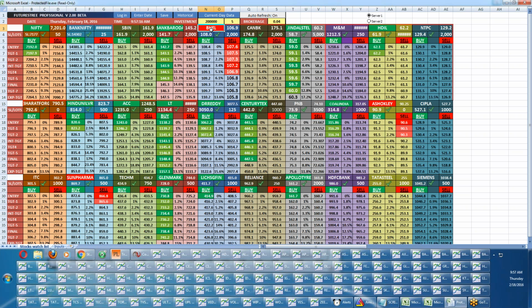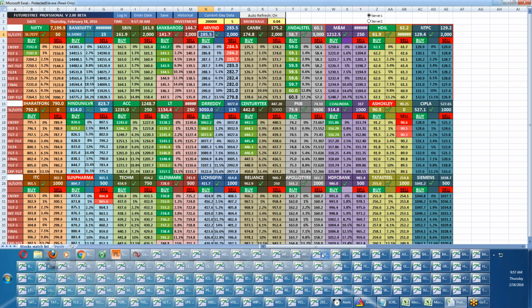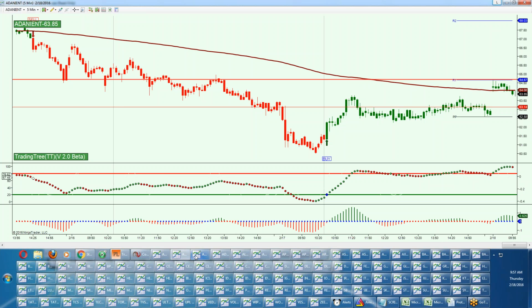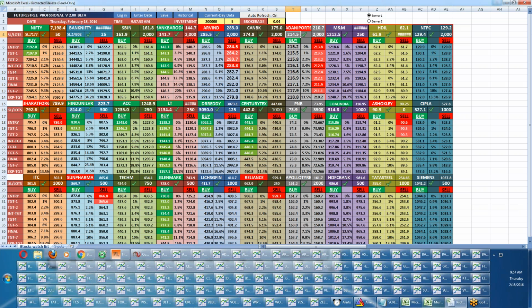Let me just replace BHL. It's already done its profit with Arvind. We already have a sell call there. It started from entry. And we have a sell even in Adani Ports. It has already done its targets. So Reliance, we have a sell now.